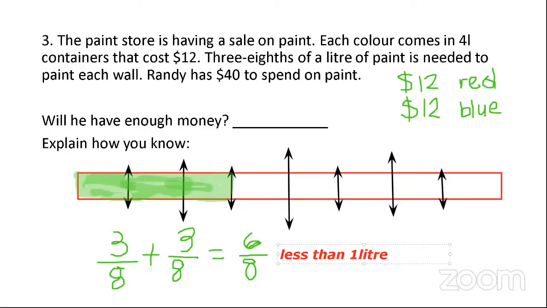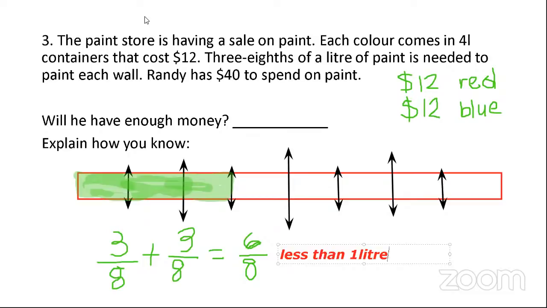If 6/8 means less than 1 liter, and this is the amount you need to paint 2 walls, it is simply saying to us that we just need to buy 1 container of yellow paint. We just need 1 container of yellow paint, because we're still going to have some left over. Definitely, we're going to have 3 full liters left over, plus some from the 1 liter that we are painting from. So right here, we can note that we only need 1 yellow container of paint.